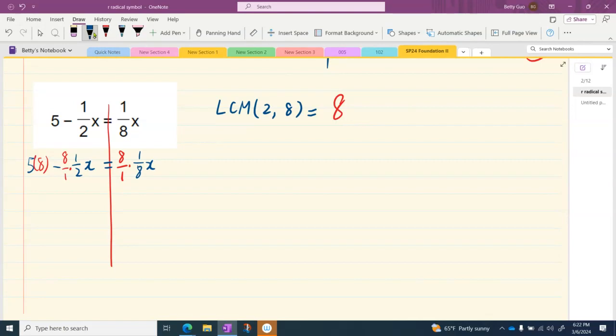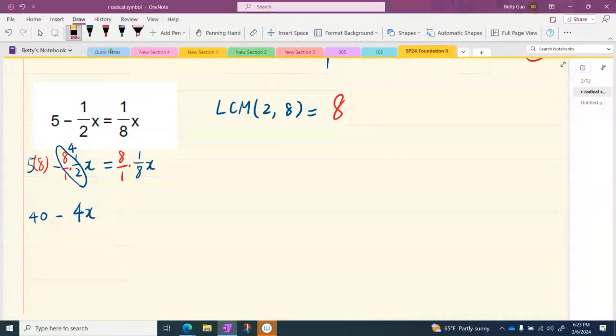And look at here. Remember the purpose of finding the least common multiple of the denominators is to eliminate denominators. How do we eliminate denominators to reach the goal? Look at here, butterfly. 8 over 2, see that as a twisted fraction. 8 over 2 is 4. So the coefficient of x becomes 4. On the left side of the equation, we have 5 times 8, 40, minus 4x. That's the two terms on the left.